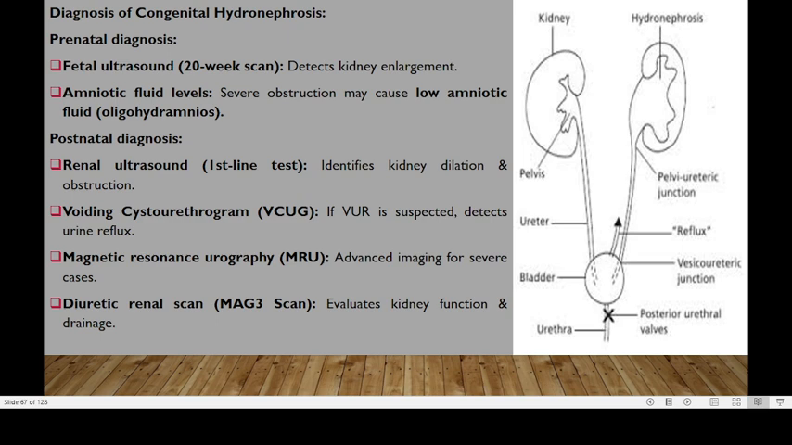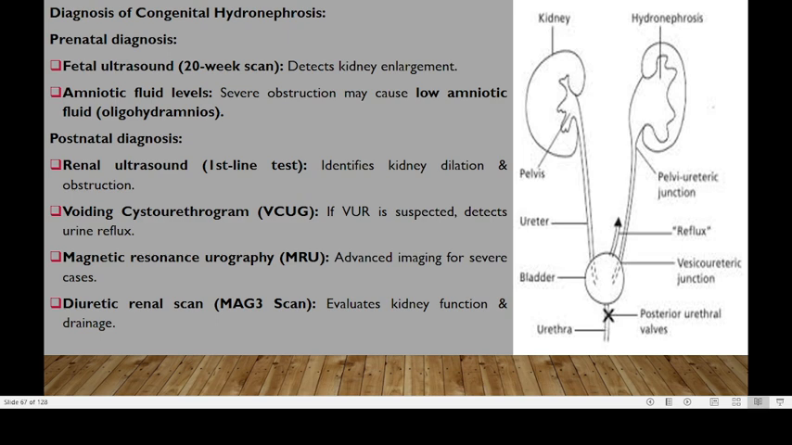Postnatally, we have the first line test, which is the renal ultrasound. This one identifies the renal or the kidney dilatation and obstruction. We could also do VCUG, the voiding cystourethrogram, and this is done if VUR is suspected. It could also detect urine reflux.